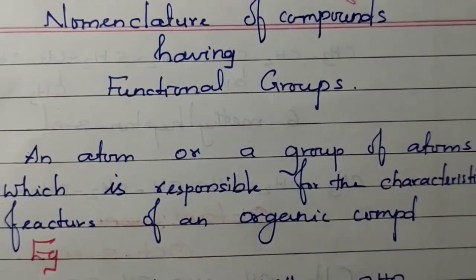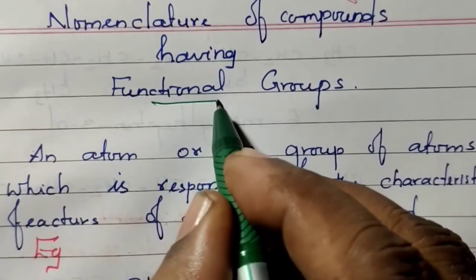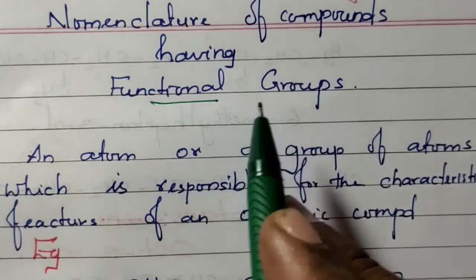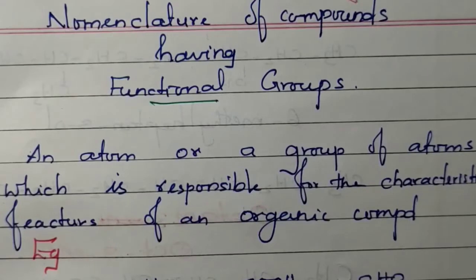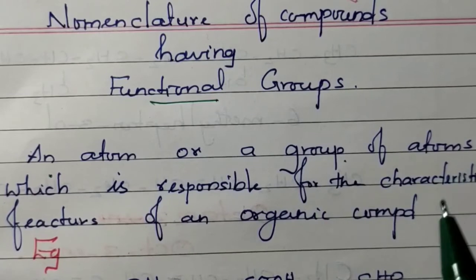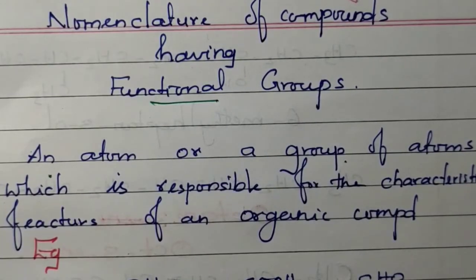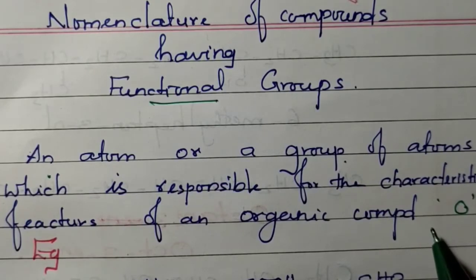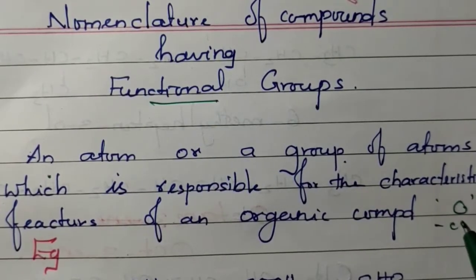IUPAC nomenclature of compounds having functional group. In our last video we studied the IUPAC nomenclature of organic compounds. Now, compounds having functional group. What do you mean by functional group? We studied that an atom or a group of atoms which is responsible for the characteristic features of an organic compound is called a functional group. An atom, for example O, indicates ethers, or CHO.